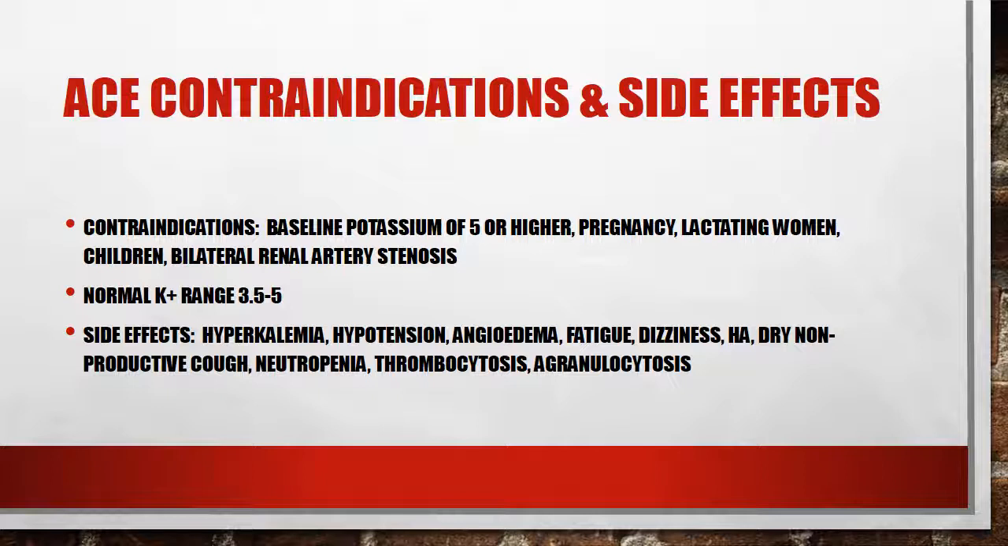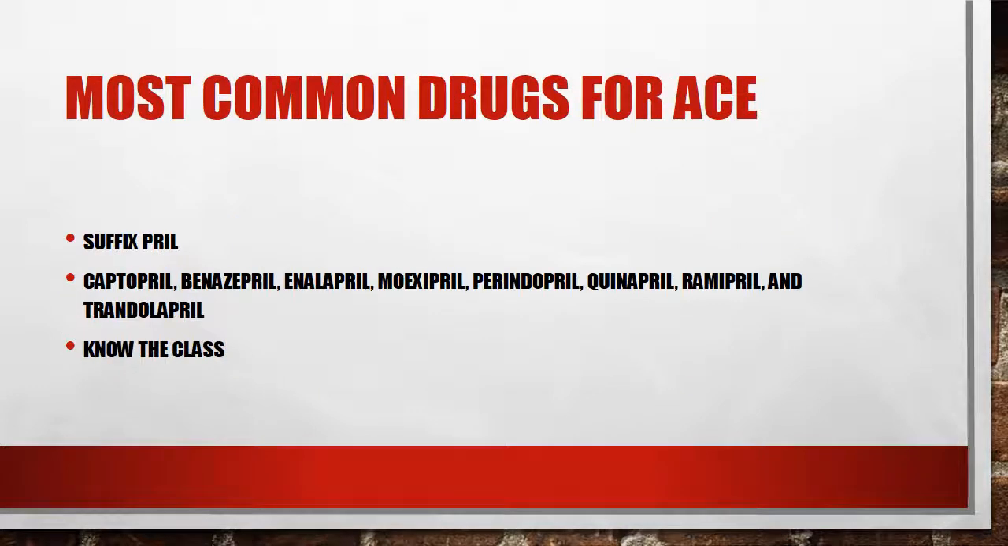Got it? Good. Your suffix for ACE is pril. Hey, notice they all end that way, which is so handy. Captopril, benazepril, enalapril, moexipril, fosinopril, quinapril, ramipril, and trandolapril. Know the class. ACE inhibitors, pril, pril, pril. Got it? Good. Cough, angioedema. 3.5 to 5 is your potassium because it can cause hyperkalemia.